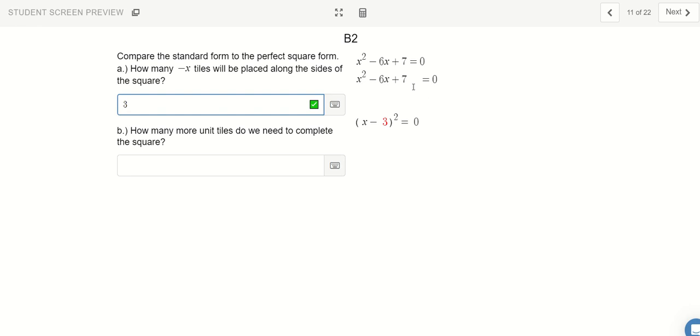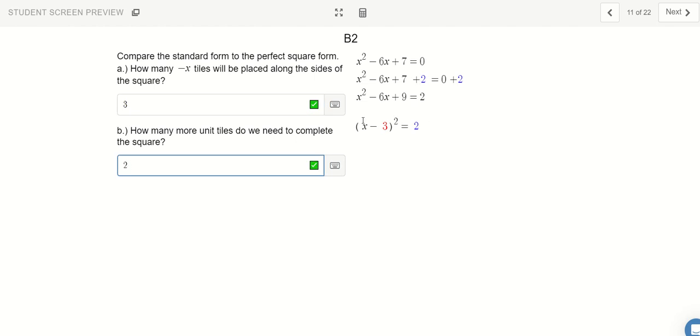Okay, and then from there, we know we have a 3 by 3 box, so we need 9 tiles altogether. Here we only have 7, so we need 2 more to complete the square, right? Plus 2 more to get 9. Plus 2 more, we get the equation x minus 3 squared equals 2.